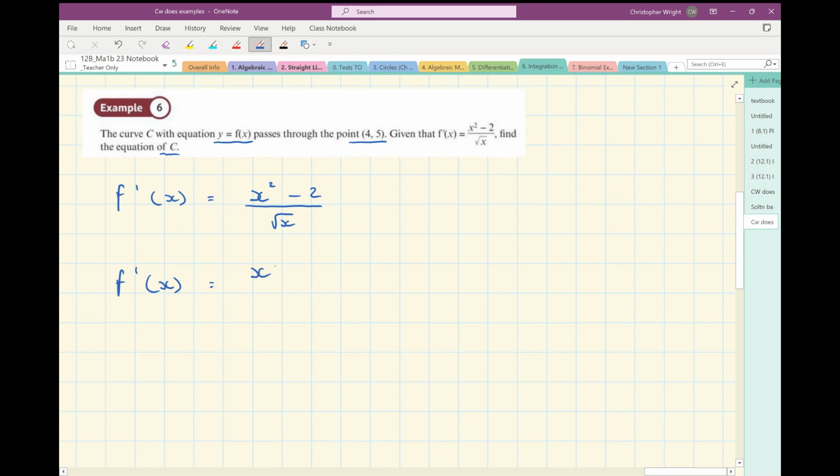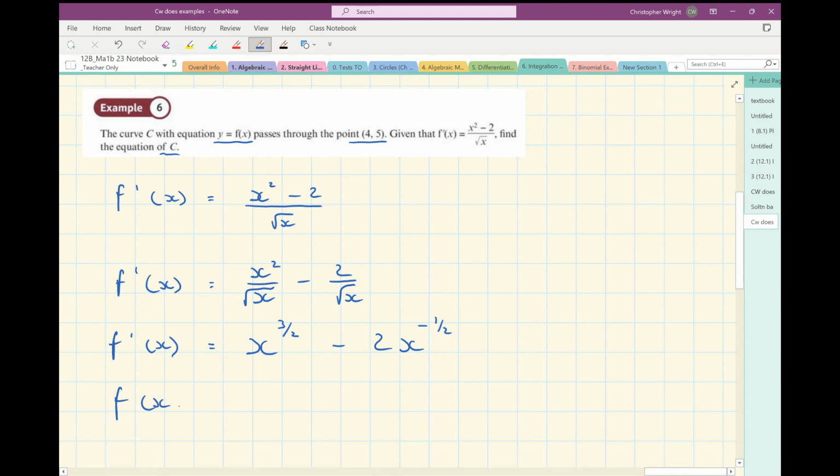So I'm going to split this fraction like that. And I'm going to write it in an easier form still. I'm still not ready to integrate that. So that's x squared divided by x to the power of a half. Subtract those indices. x to the power of 3 over 2 minus 2x to the power of minus a half. Now I'm ready to integrate that.